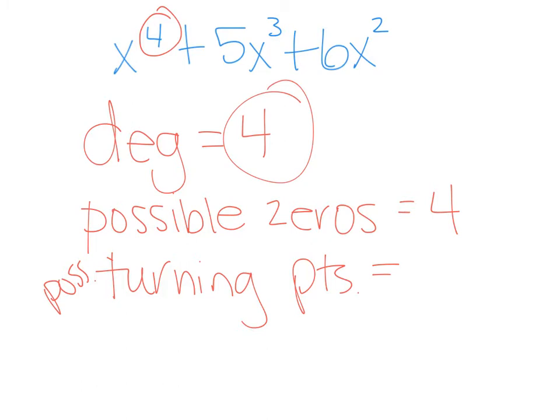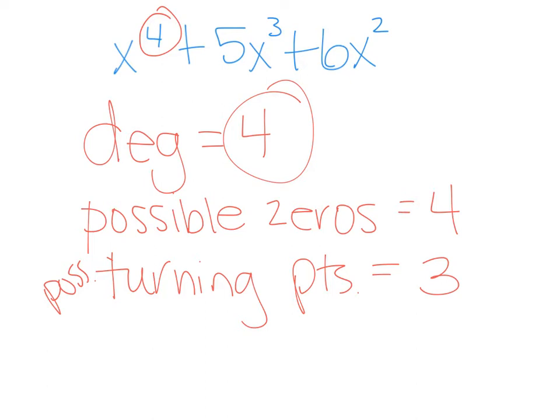So if I subtract 1 from the degree, I get 3 possible turning points for this function. So I want to keep these things in mind when I go to graph the function. When I look at a polynomial, before I even find its zeros, I should look at the degree and say, okay, this polynomial can have 4 possible zeros. So when I'm doing my factoring, I should be looking for 4 zeros, and it'll never exceed that amount.